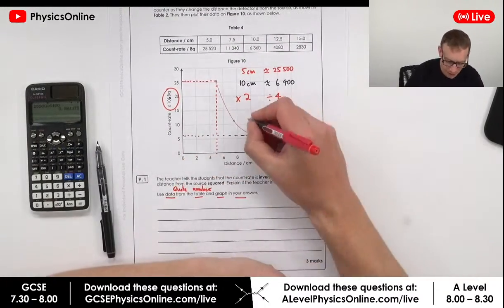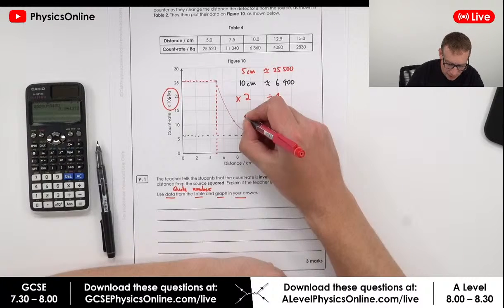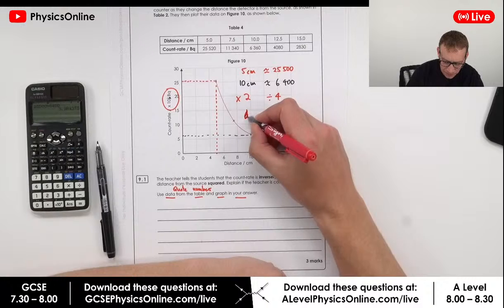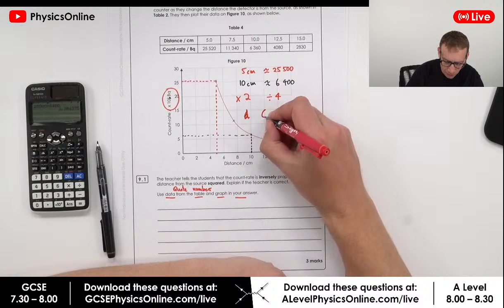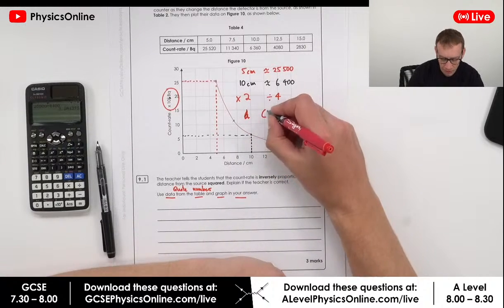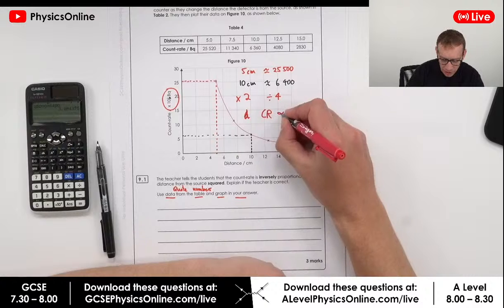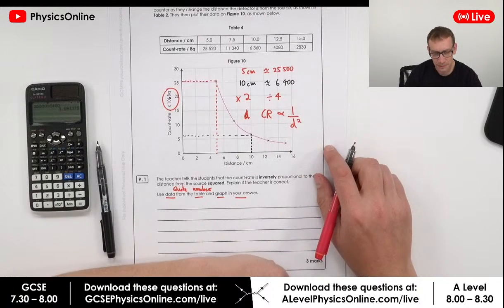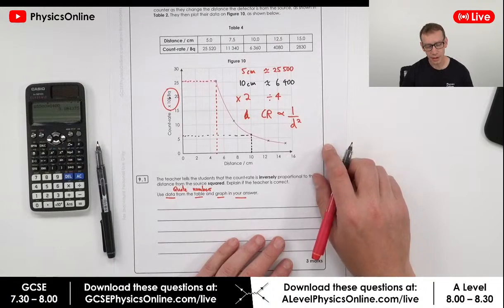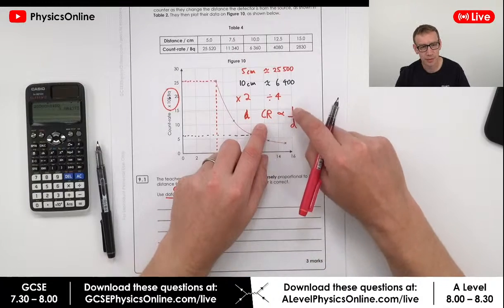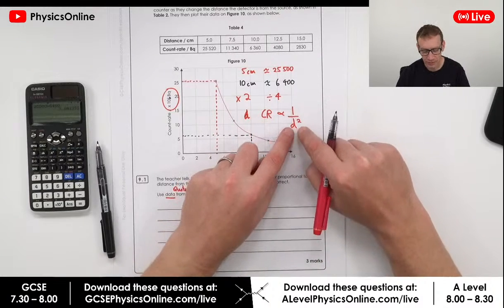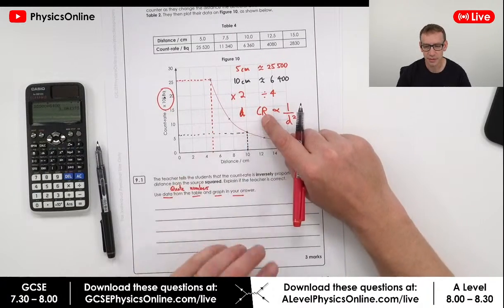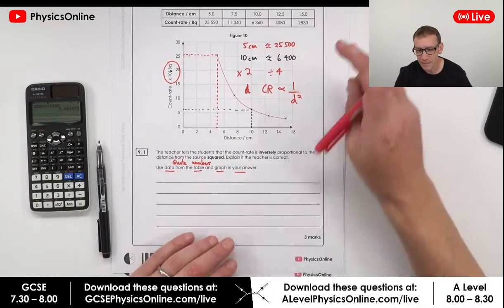So effectively what we're saying here is, let's say we look at the count rate. I'm going to call it CR, the count rate. That's proportional to 1 over D squared. The count rate is proportional to 1 over D squared, because if you were to double the distance, this number goes down by a factor of 4.